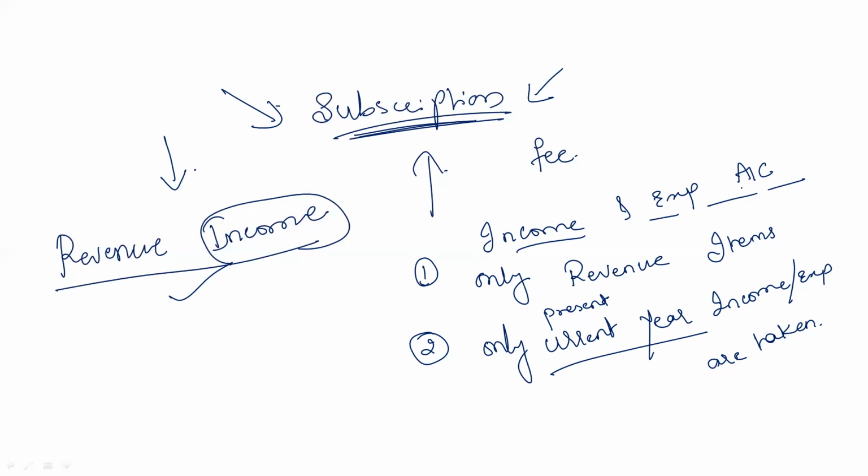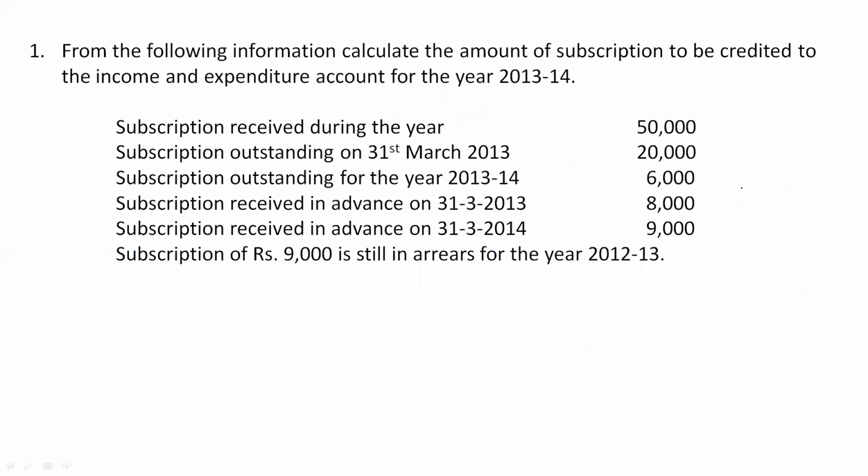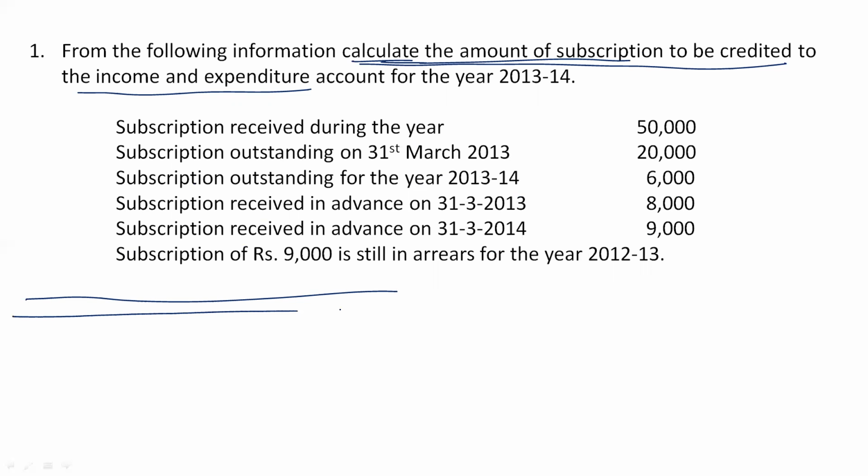There could be two types of questions asked on determining the amount of subscription. The first type of question is this: from the following information, calculate the amount of subscription to be credited to the income and expenditure account. Here they are not asking us to prepare a subscription account. They are only asking us to calculate the amount of subscription. I'll show you the format of an income and expenditure account, a rough format.